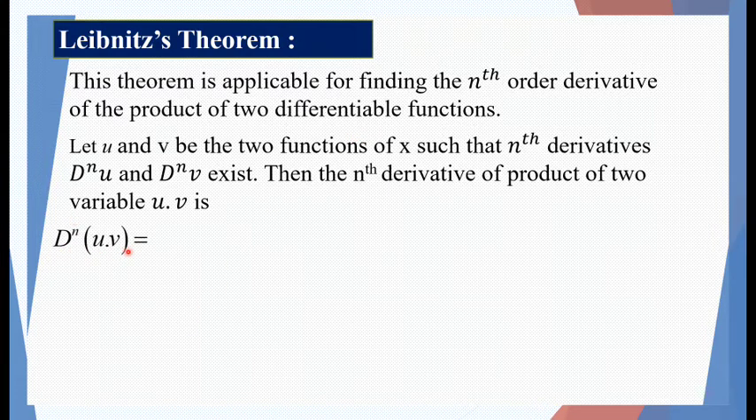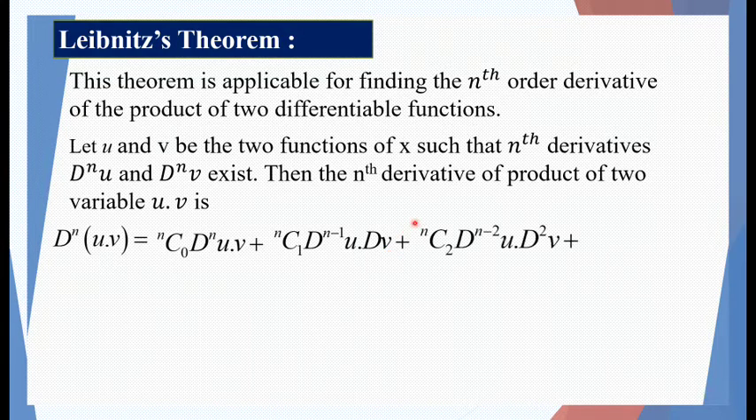That is, the nth derivative of u into v can be defined as nC0 nth derivative of u into v plus nC1 (n minus 1)th derivative of u into first derivative of v plus nC2 (n minus 2)th derivative of u into second derivative of v plus up to nCn u into nth derivative of v.